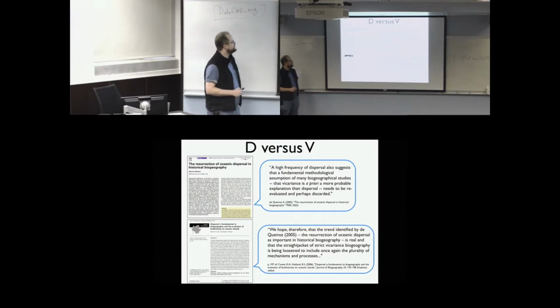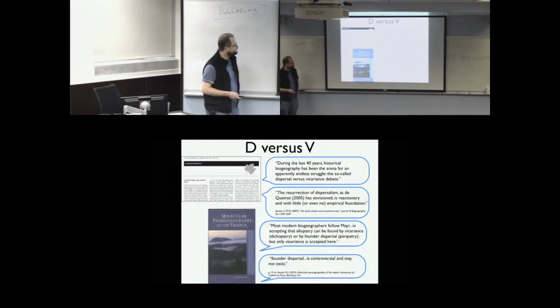And so Alan de Quiros is one of the people who's led this charge. This was an article from 2005, The Resurrection of Oceanic Dispersal. And there's a number of articles promoting this point of view. But there's people who don't like this, people who are sort of raised in the tradition of vicariance biogeography. And there's some great lines here. The resurrection of dispersalism is reactionary and with little or even no empirical foundation.